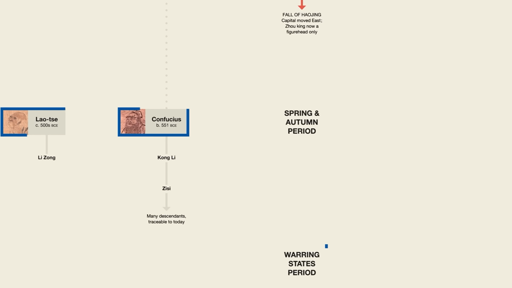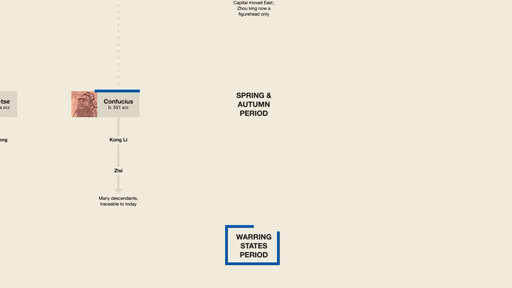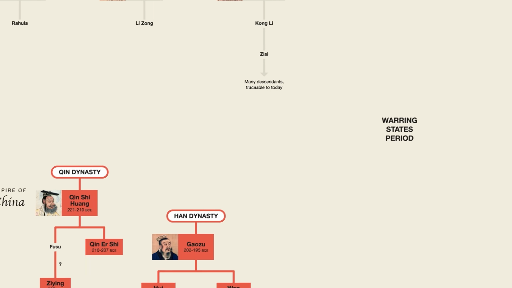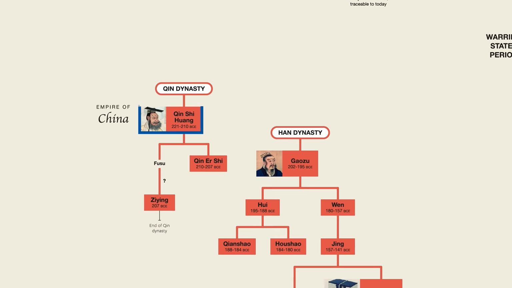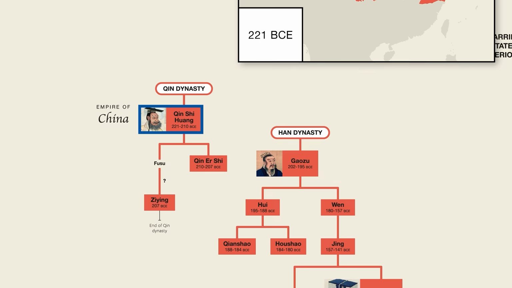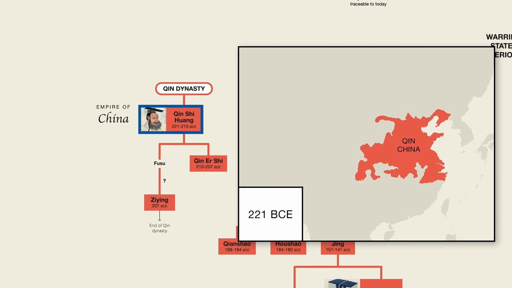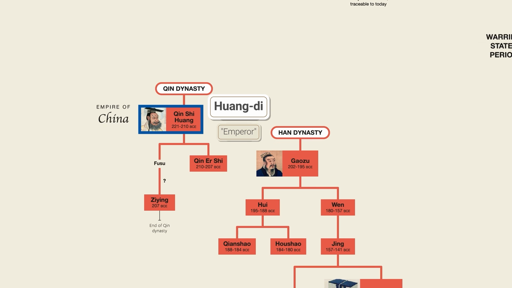We then get the Warring States period, which is when the political situation got really chaotic, and the Zhou dynasty formally came to an end. Which brings us to the actual first emperor of China, Qin Shi Huang, who managed to conquer and thus unite all of the Chinese states, completing the process in 221 BCE. At this point, he upgraded his title of Wang, meaning king, to Huangdi, meaning supreme ruler or emperor.